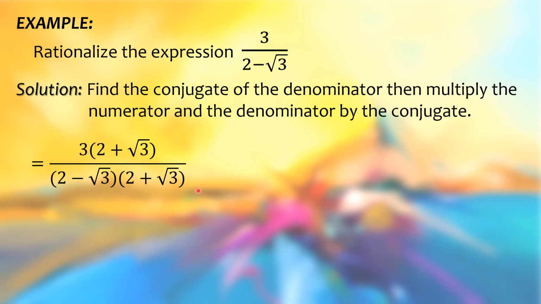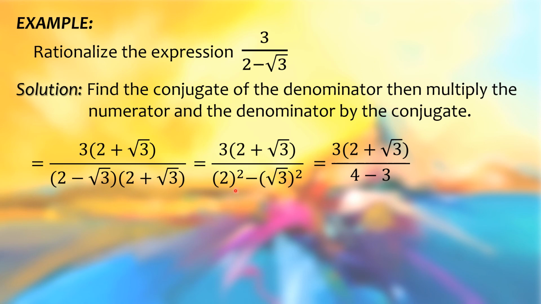Hindi tayo magka-cancel dito, okay? Kasi babalik lang tayo doon sa ating given. So, let us now multiply or simplify. So, yung ating denominator, gamitin natin yung sum and difference of two binomials. So, square the first term and square the second term para mawala yung square root symbol sa denominator.